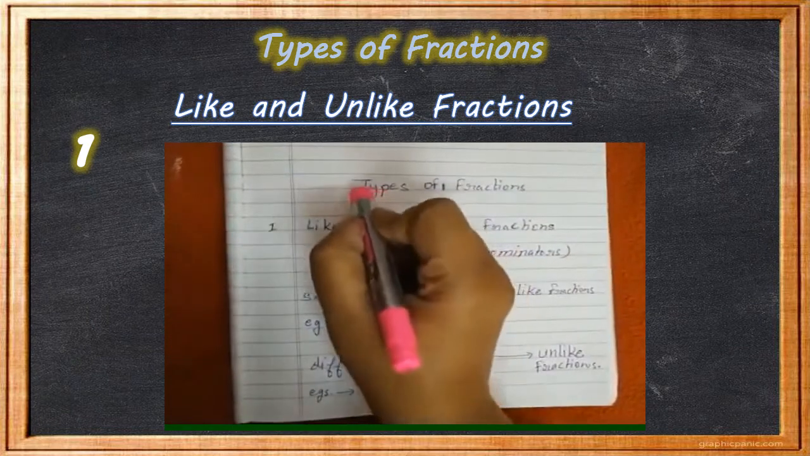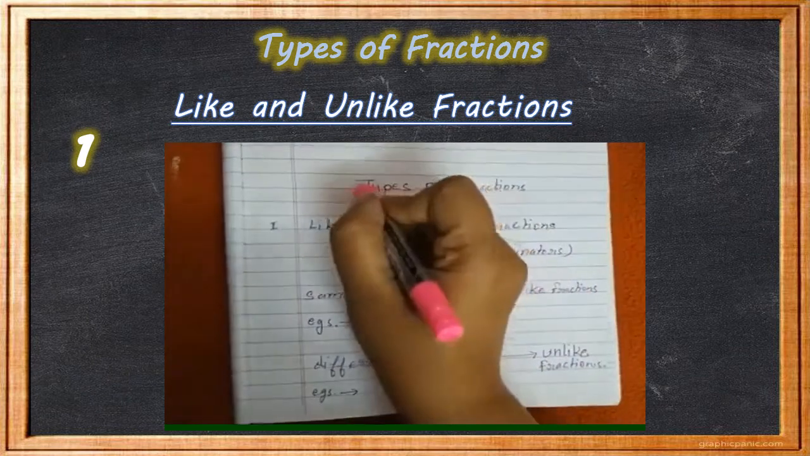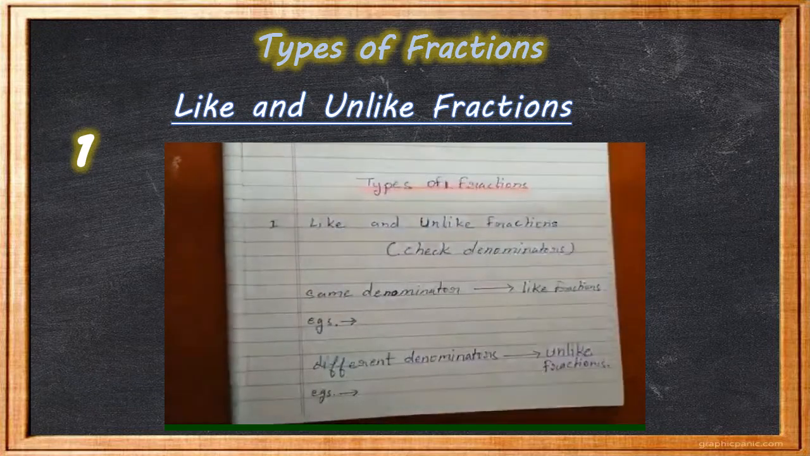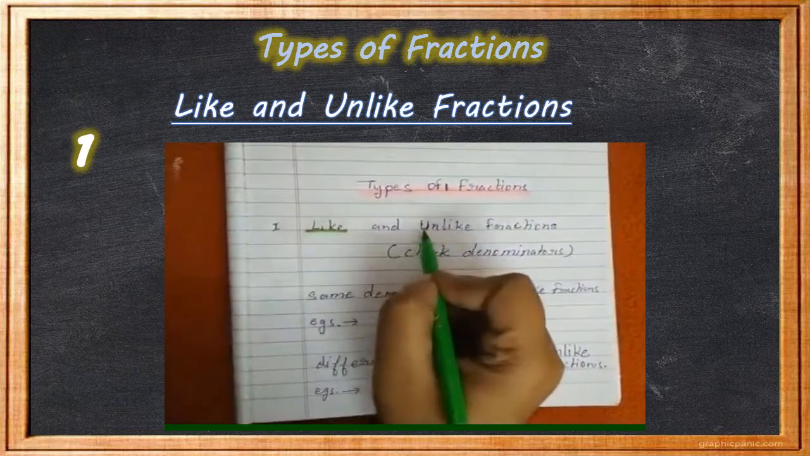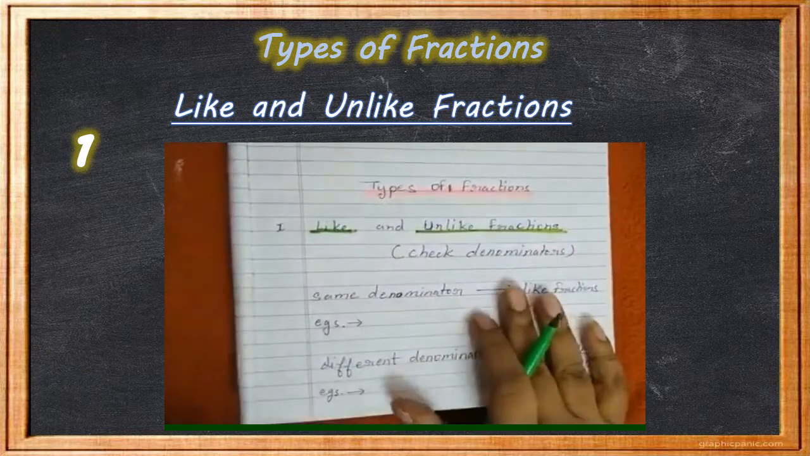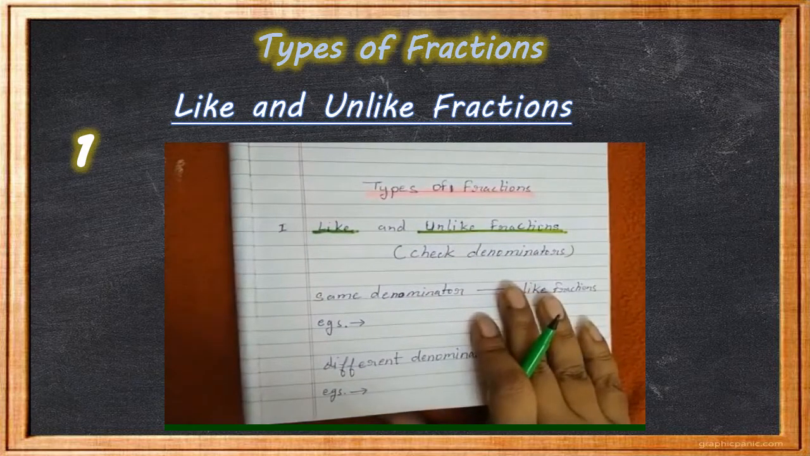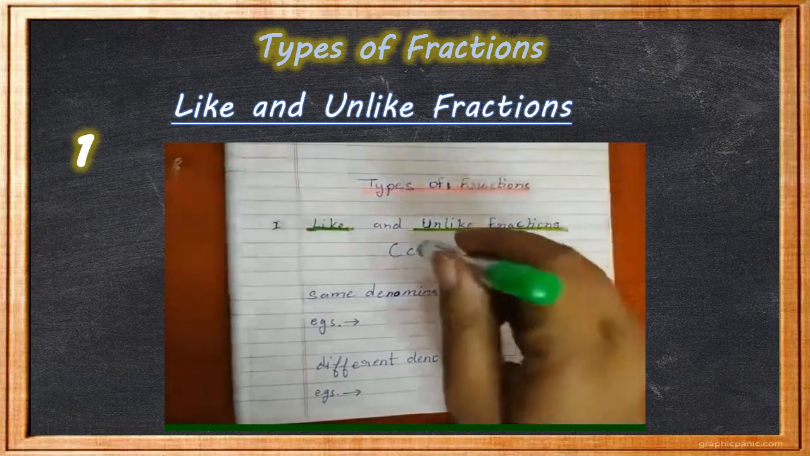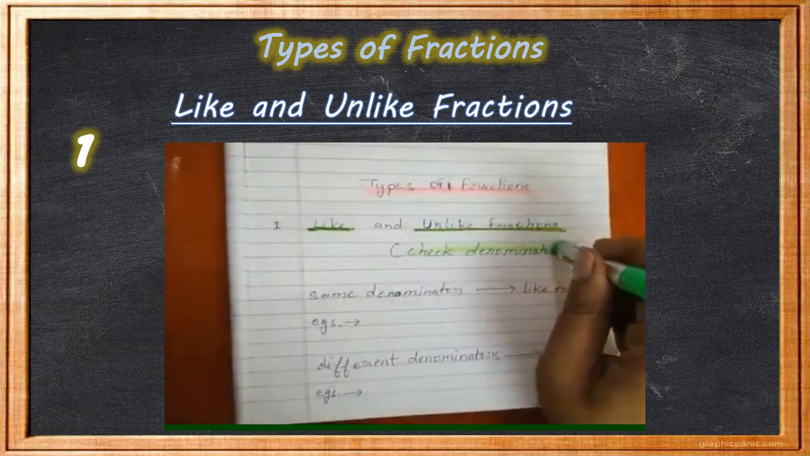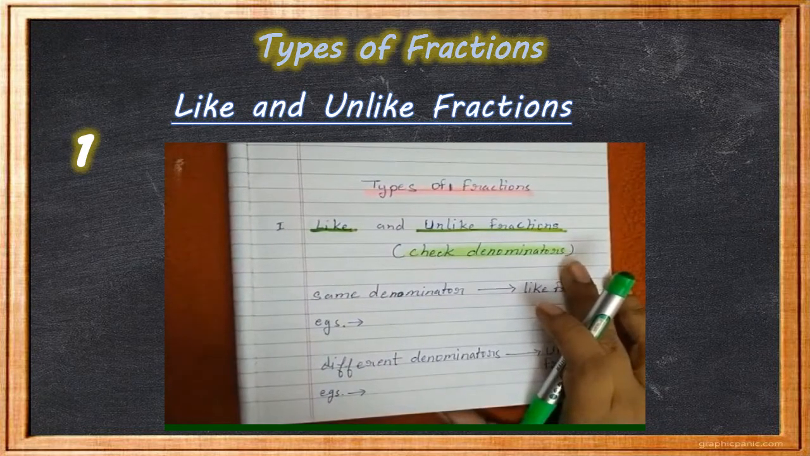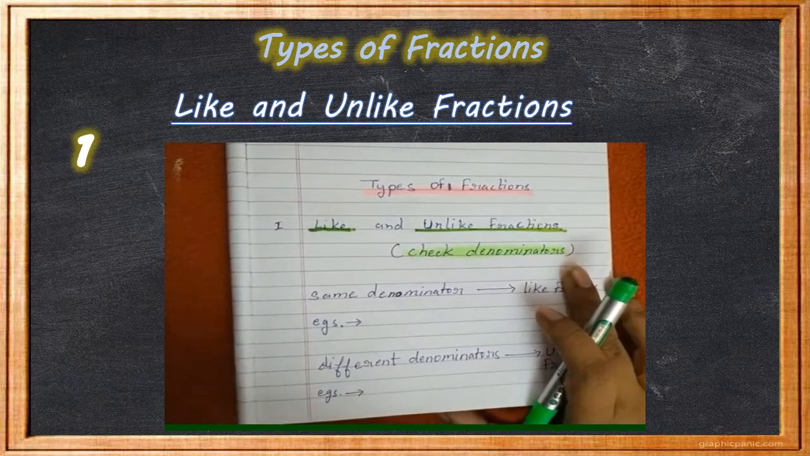Now children, see what are the different types of fraction. What are the different types of fraction? First is like and unlike fraction. When you have to check whether a fraction is a like fraction or an unlike fraction, you have to check the denominator, children. You have to always check the denominator. By checking the denominator only, you may tell whether the fraction is a like fraction or an unlike fraction.